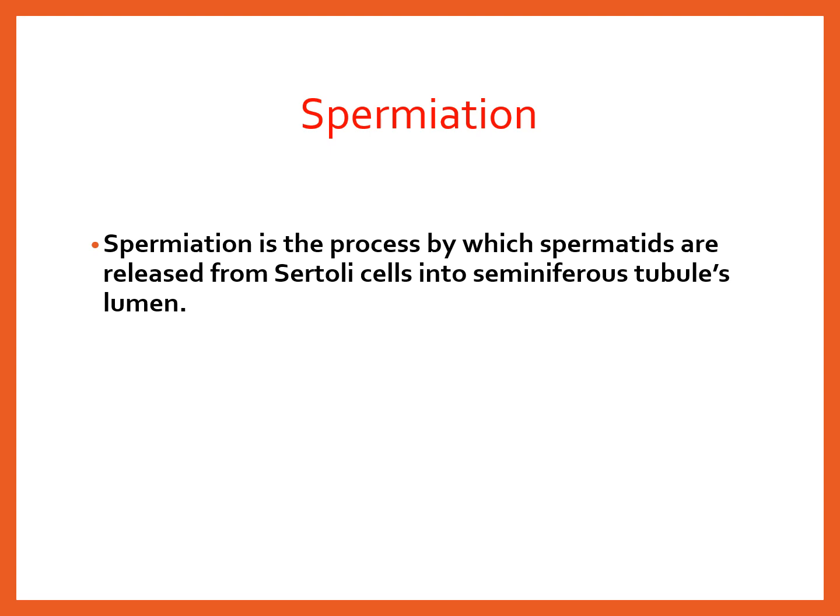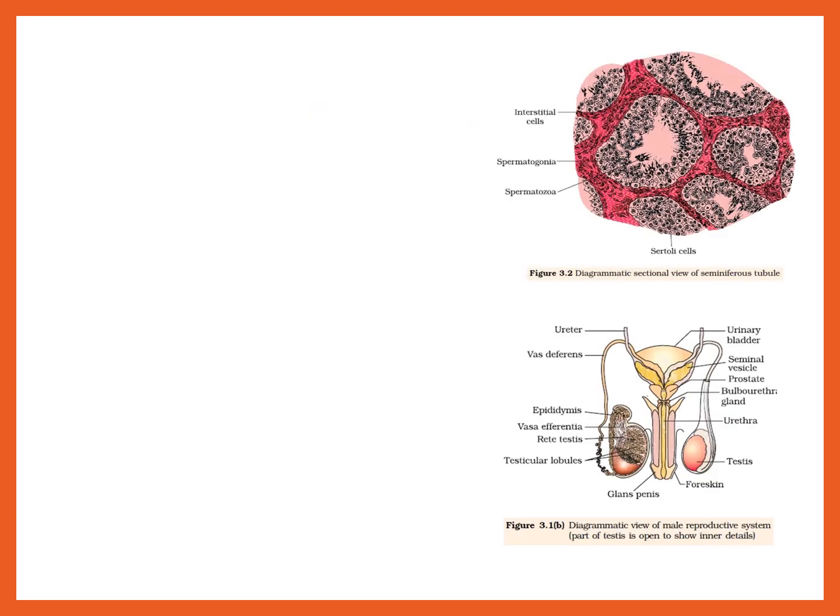So, I just told you the spermatids are still attached to the Sertoli cells, that is the feeding cells or the nurse cells, and the spermatids have to release themselves from the Sertoli cells. So after spermiogenesis, after the formation of these spermatids, the sperms, they release themselves from the Sertoli cells, and this process is called spermiation. So this spermatozoa or the sperms which are released, they enter into this region, which is the seminiferous tubules lumen.